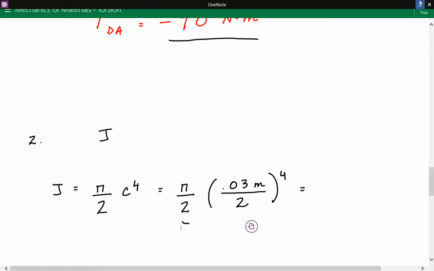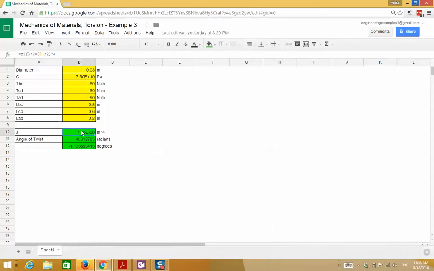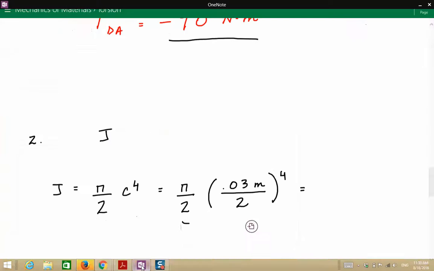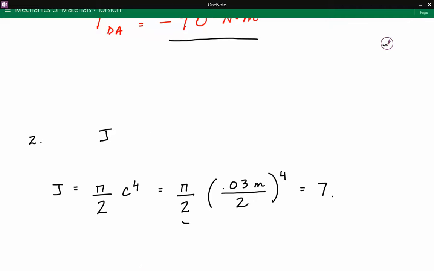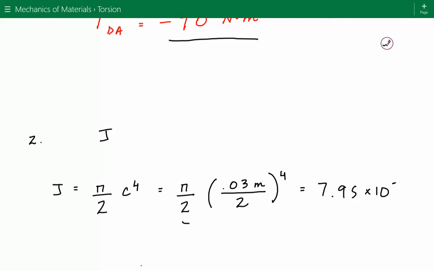So I calculated J. I made a spreadsheet for this example that you guys can get at our website at EngineeringExamples.net, and J is equal to 7.95 times 10 to the negative 8 meters to the 4th power.